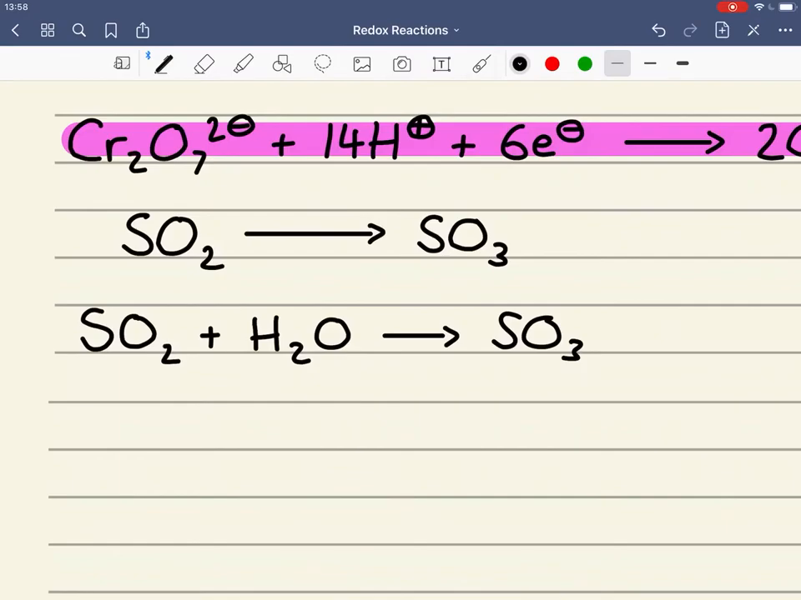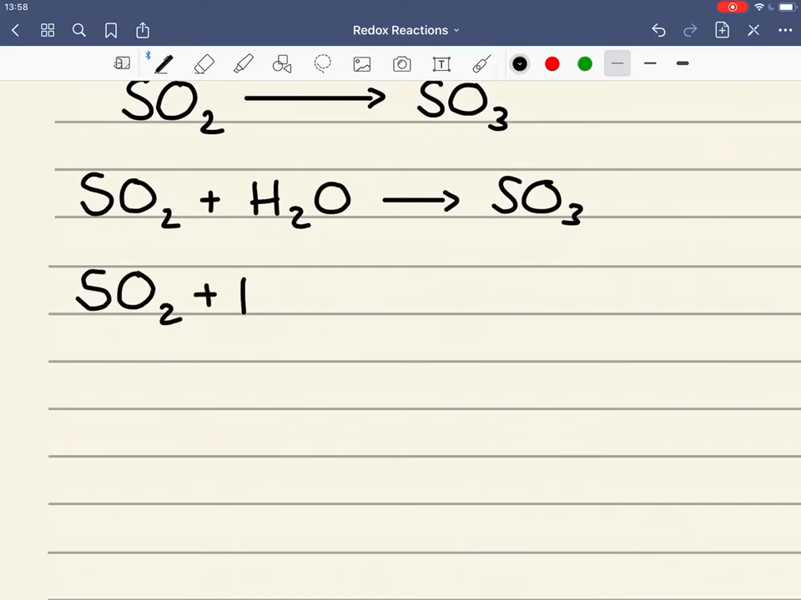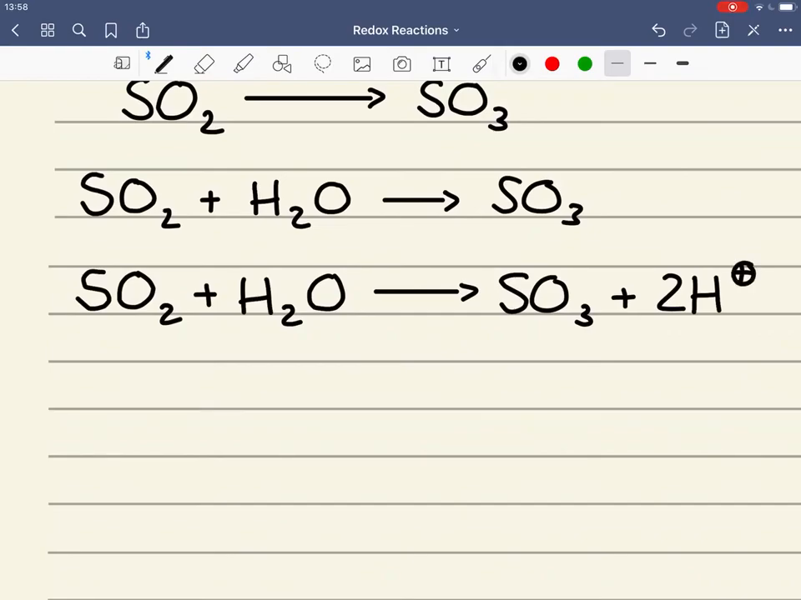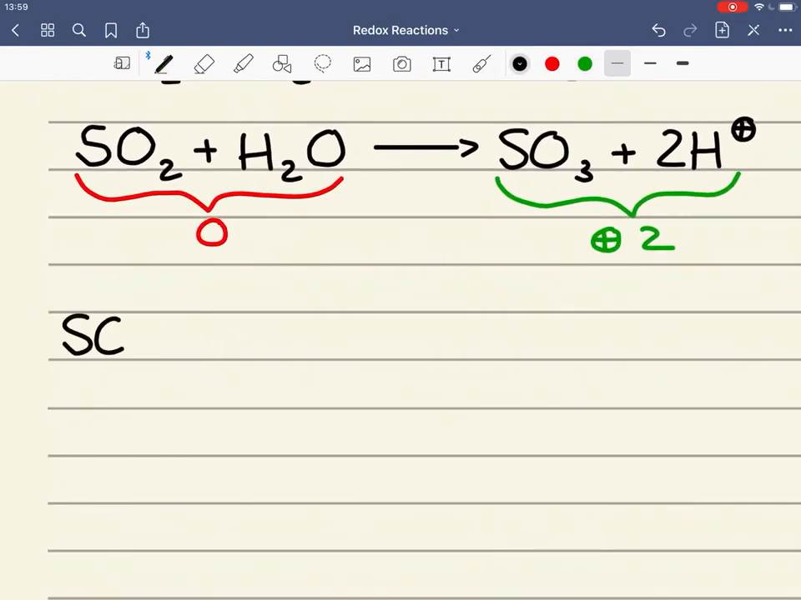Now we need to balance the hydrogens. We've got 2 hydrogens on the left, no hydrogens on the right. So remember that we balance hydrogens with hydrogen ions. Now this is now balanced for atoms, but it's not balanced for charge. We've got 0 charge on this side. We've got a +2 charge on the right hand side. And we need to add electrons to ensure that both sides have got 0 charge. And hopefully you can see that we need to add 2 electrons to the right hand side.